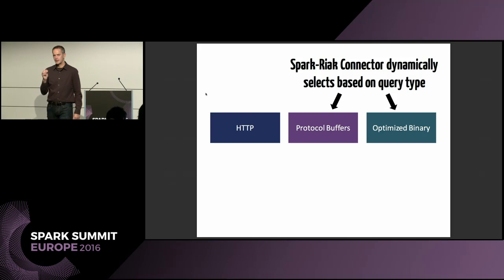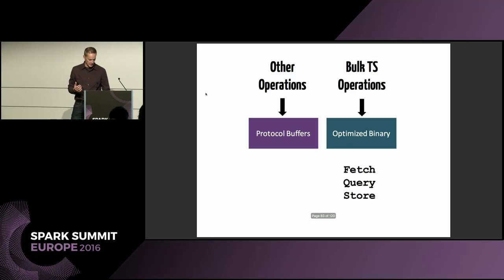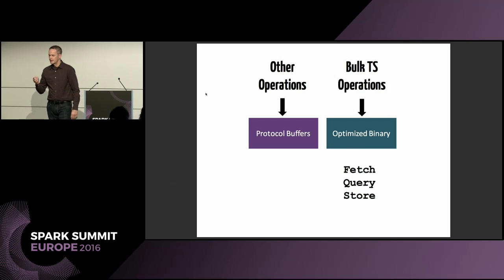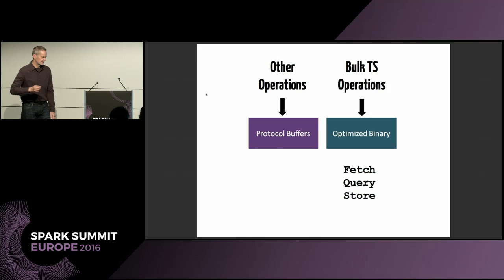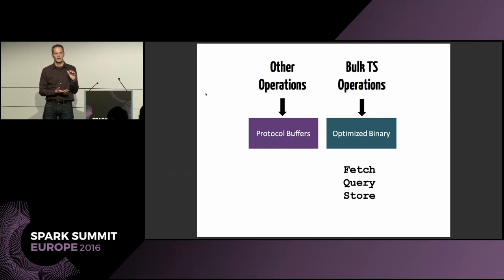So thinking about how I am going to optimize performance, out of the set of API calls that you as a developer might want to make connecting Spark to this NoSQL cluster, all of them are not the same in terms of what you're trying to do. So I'll give you an example. For us, bulk time series operations, things like fetch, query, store, where they're getting a larger chunk of data, those are the ones in which underneath the covers, the connector will make that decision on the fly. It says, oh, this guy's trying to make a bulk query. I'm going to do this in the optimized binary. I'm going to make a term to binary call and take care of that.